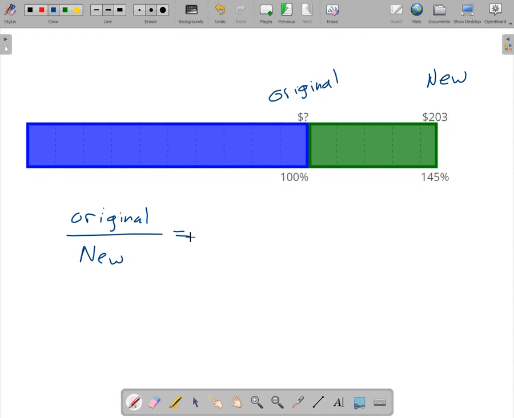Next, we've got to write a fraction that either talks about percent or dollars. What should we do first? Excellent. Let's do dollars because they come first in the picture. So the missing amount is an original, so it goes in the top. And the 203 is a new amount, so it goes in the bottom. So this is my dollar fraction.